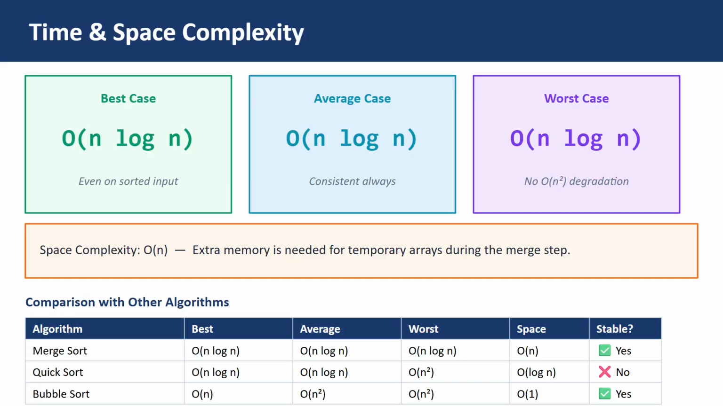Now for complexity, merge sort is big O of n log n in all three cases: best, average and worst. This is one of the biggest strengths compared to something like quicksort, which can degrade to big O of n squared in the worst case. The trade-off is in space. It needs big O of n extra memory for those temporary arrays during the merge step, so it's not an in-place sort.